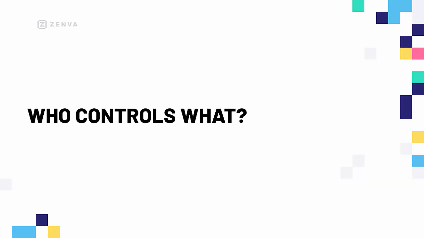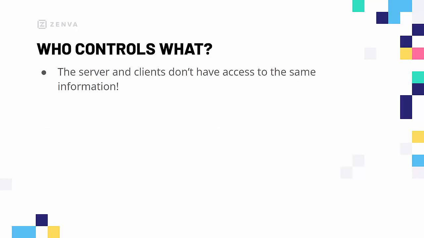Okay, now when it comes to multiplayer, it's very important to know who controls what inside of Unreal. And by this, I mean the server and the clients don't all have the exact same scope or view of the game as you may think. So, basically, like I said, the server and client do not have access to the same information. So now let's go through all the different things that differ.